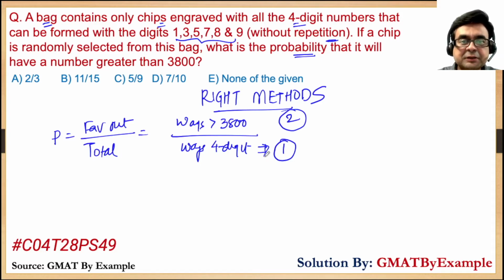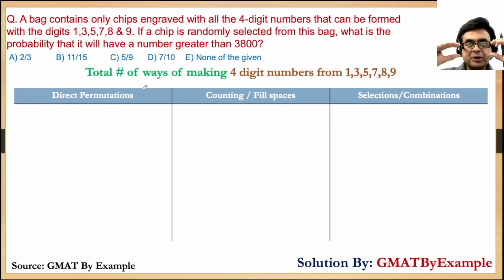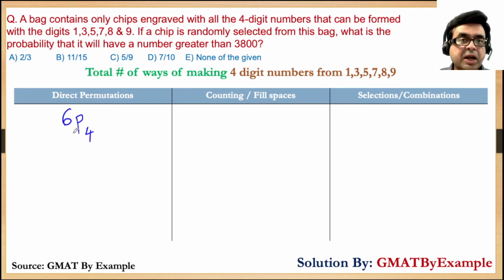So let's get started. First, we are going to find the denominator of that probability formula, which is basically the total number of ways of making 4-digit numbers, and we are going to do it in 3 different ways. The first way is direct permutation, which is, we know that arrangement is important. We know the digits cannot be repeated, so we can simply take 6 digits, and since arrangement is important and we are creating a 4-digit number, we need to pick and arrange 4 digits out of the 6 digits, and that will be equal to 360.